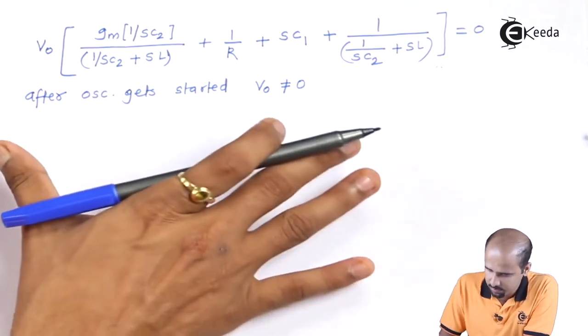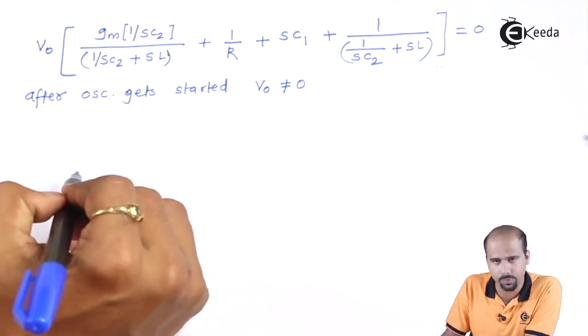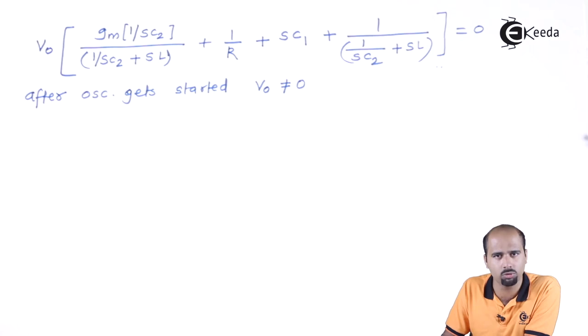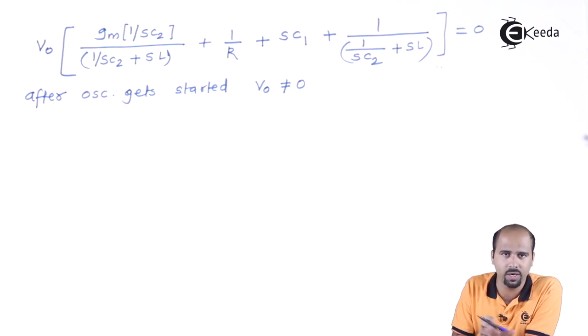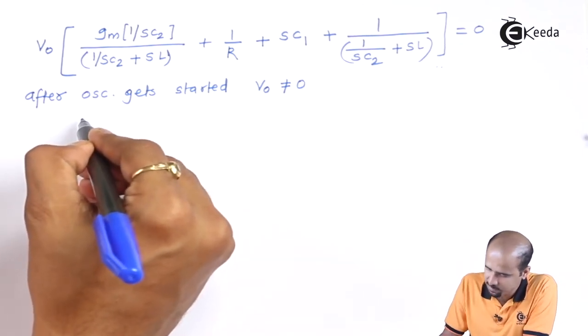So we'll do the mathematical analysis. Put S is equal to J omega, and we'll get real and imaginary part. Equate real part equal to zero, equate imaginary part to zero, and then whatever we'll be getting, that will be nothing but in the form of gain and the frequency of oscillations. So here is the derivation now.